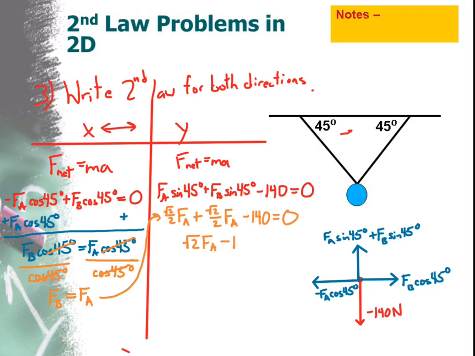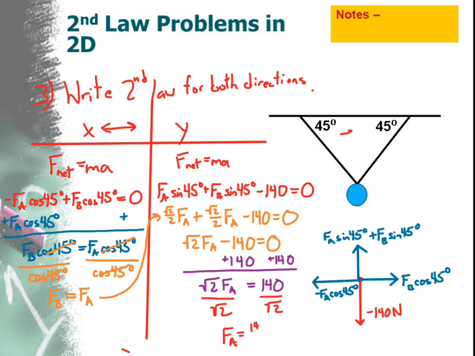Minus 140 equals 0. Now, when I add these two like terms together, they're both like terms because they both are of f sub a, and they're both to the first power. When I add those two together, root 2 over 2 plus root 2 over 2 equals root 2. So I have root 2 f sub a minus 140 equals 0. Now I can solve for f sub a. Add 140 to both sides. I have root 2 f sub a equals 140. And then I have to divide by root 2. And when I do that, I get 140 divided by root 2, which is rounded to 100.0.